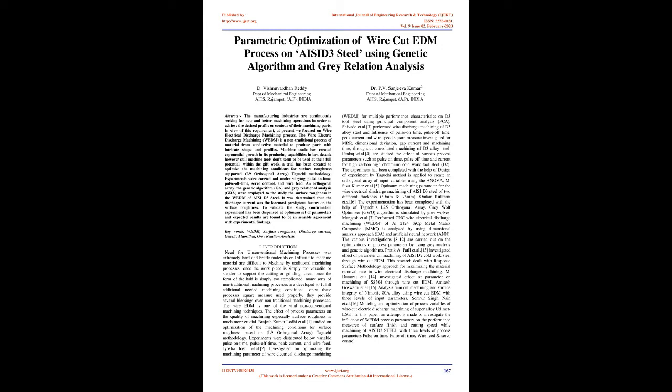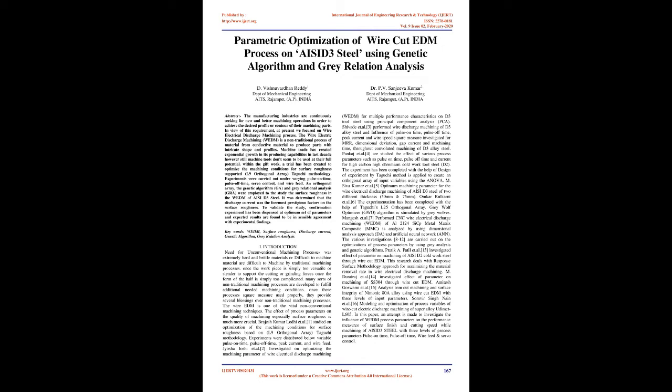Introduction. The need for unconventional machining processes: extremely hard and brittle materials or difficult-to-machine materials are difficult to machine by traditional machining processes, when the workpiece is too flexible or slender to support the cutting or grinding forces, or when the shape of the part is too complicated. Many sorts of non-traditional machining processes have been developed to fulfill additional needed machining conditions. When these processes are used properly, they provide several advantages over traditional machining processes.